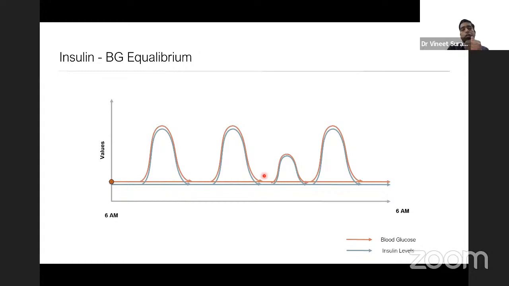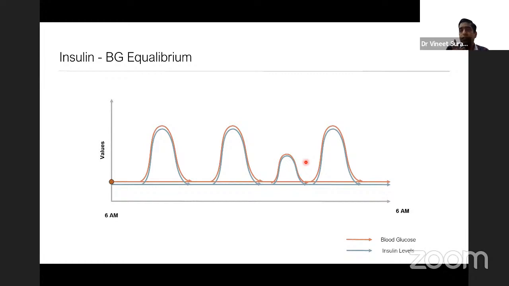So now when we look at this equilibrium, what we see is that whenever the blood glucose rises, there is insulin going up, and then again coming back to the baseline. So suppose this is breakfast, this is our lunch, and we don't forget the snack time. Evening snacking is something which is very, very common, especially in our country. We take a lunch and then in the evening we eat something, and then again at night we have a dinner, which is usually late night. So this evening snacking actually also causes a spike in the blood glucose.